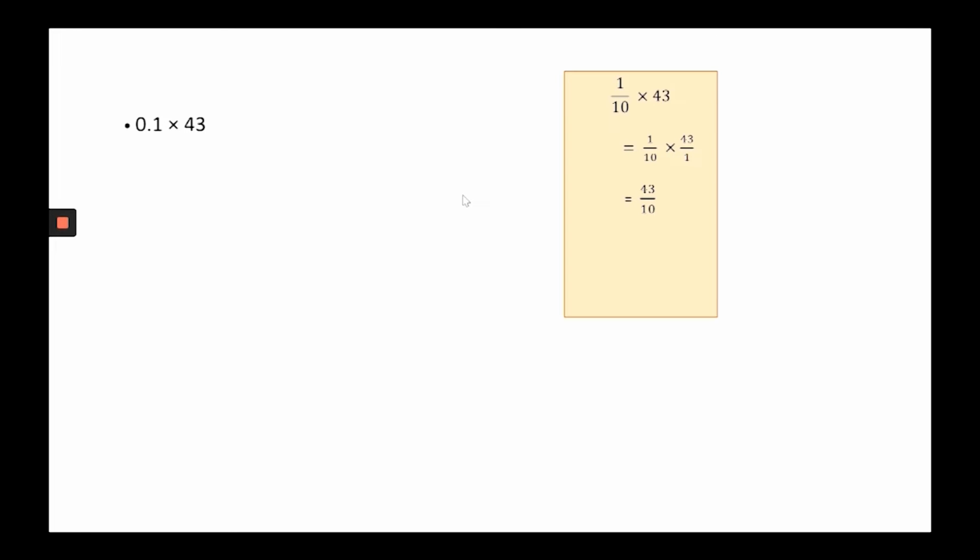Now if 10 tenths makes 1 whole, then 20 tenths would make 2, 30 tenths would make 3, and 40 tenths would make 4 wholes, and we'd have 3 tenths left over. 4 and 3 tenths. And we can write that as a decimal, 4.3, 4 and 3 tenths. Good. Okay, what about 2 tenths times 43? Try that one out. Maybe you'll notice a pattern between these two.